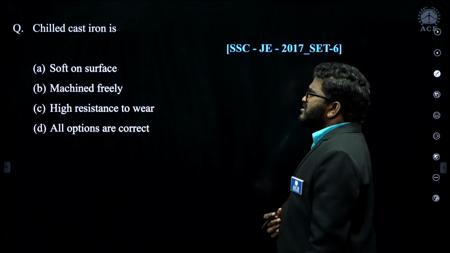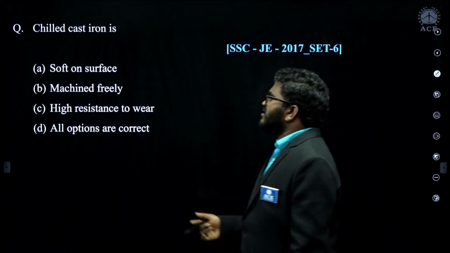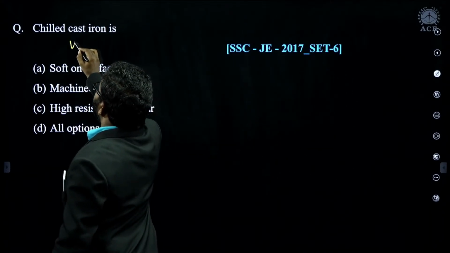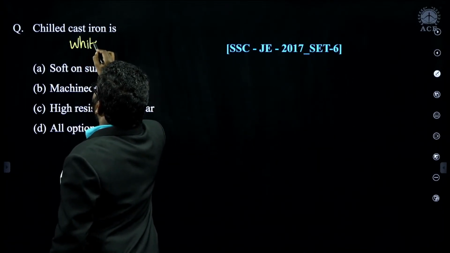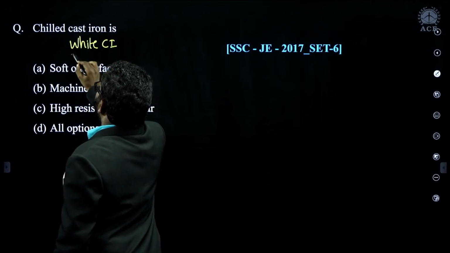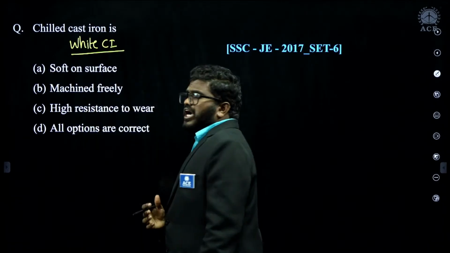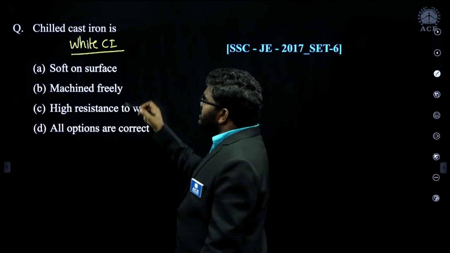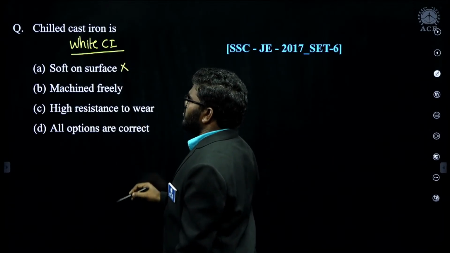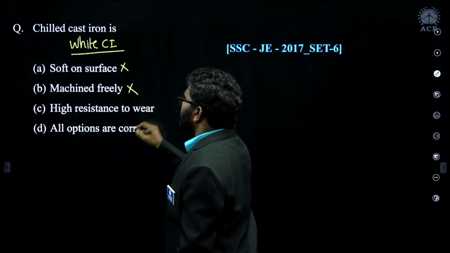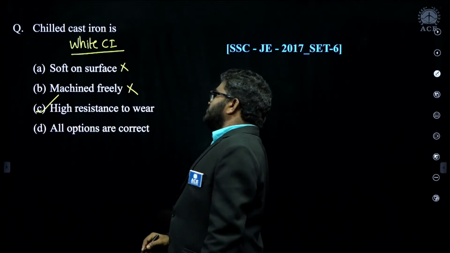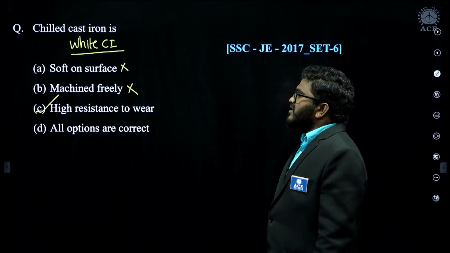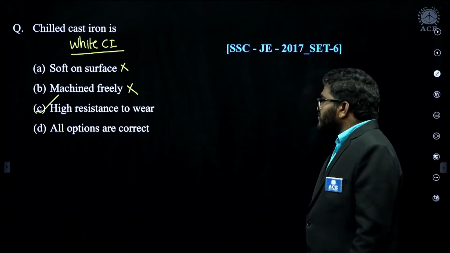Now, chilled cast iron. Chilled cast irons are nothing but white cast irons. Hardness is very high. Machining is very, very difficult. High wear resistance. So out of these four options, softness, no. Machined freely, no. High resistance to wear. So C is the correct answer for this question.